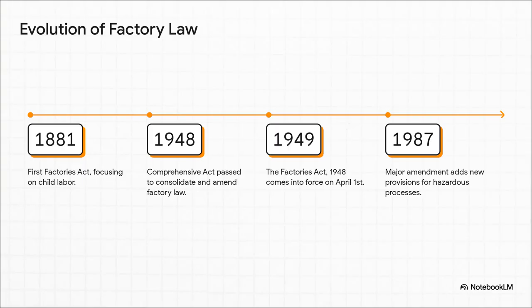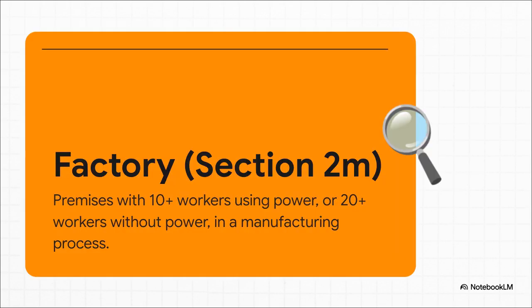This Act didn't just pop out of nowhere. It's got a long history, starting way back in 1881 with a law that was pretty much just about child labor. The 1948 Act that we're talking about today, that was a massive leap forward, pulling all sorts of laws together. But, and this is key, it's a living document. Just look at 1987. A huge amendment added a whole new chapter on hazardous processes, a direct response to terrible industrial disasters.